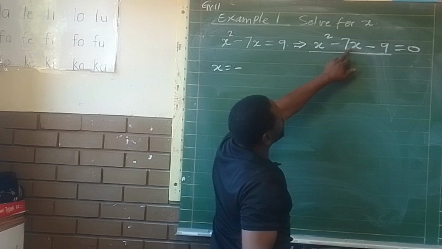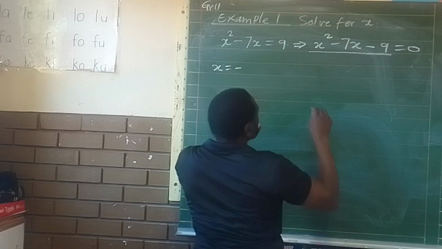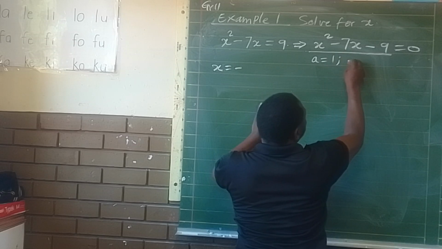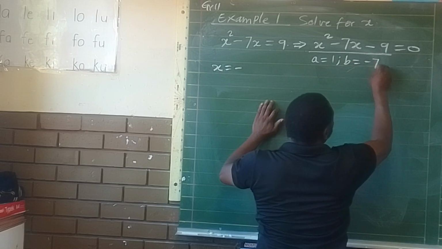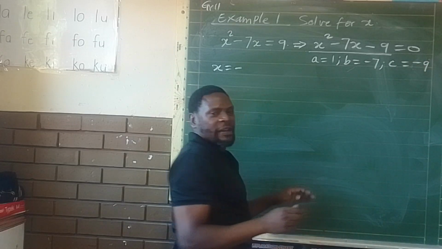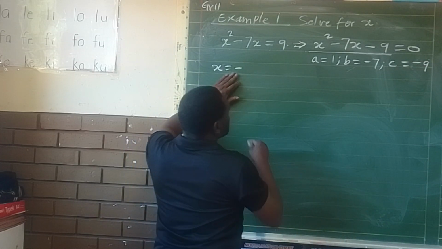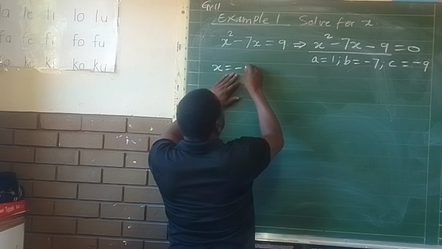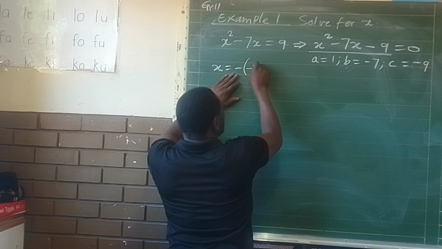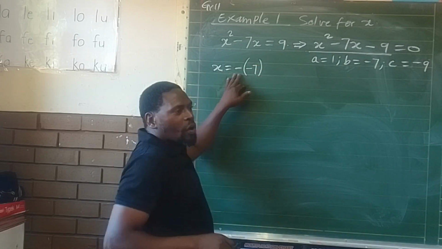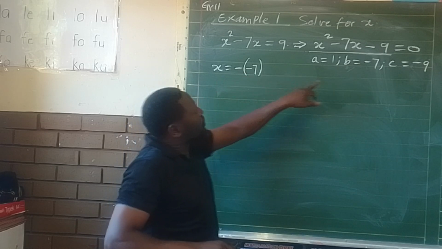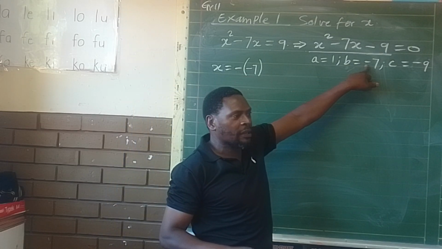So we have x is equal to minus b. Where is your b? Your b is minus 7. Rather, let me take you step by step. Grade 11. a is equal to 1. b is equal to minus 7. c is equal to minus 9. I think you know this by now already. Then x is equal to minus b. Your b is minus 7. Minus into minus 7. Most of the learners do not consider this negative of b.